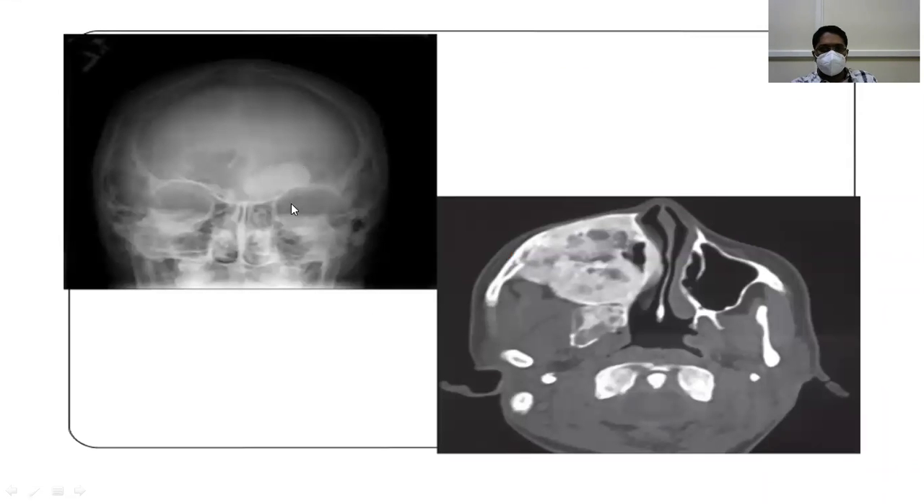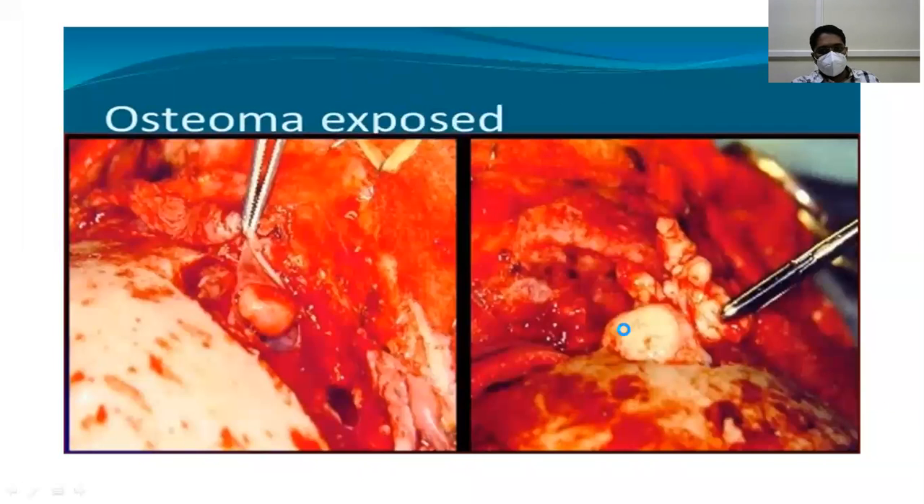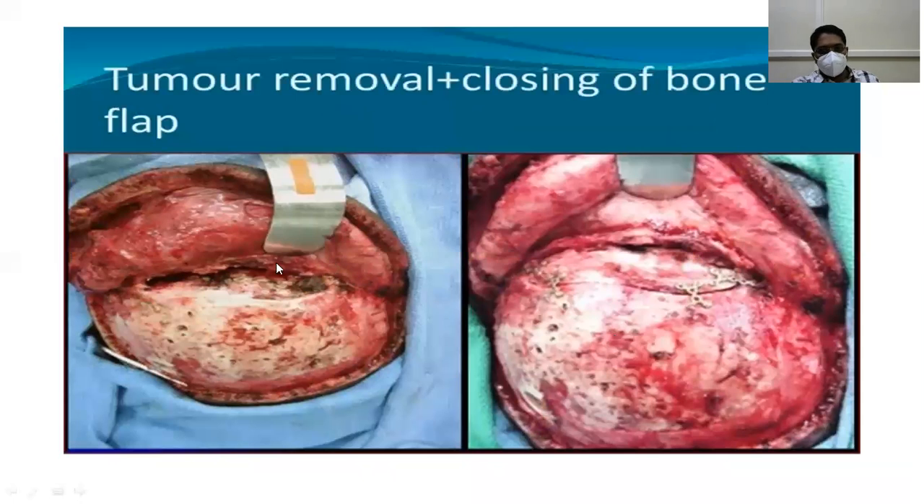Here, see the osteoma. This is fibrous dysplasia. This is osteoma. This is fibrous dysplasia. As treatment in osteoma, see this procedure named osteoplastic flap technique. This is the hairline. See, this is the incision line, like this, or give an incision like this and make the flap anteriorly. You should expose the osteoma. The tumor is removed completely by drilling and the bone flap is closed.